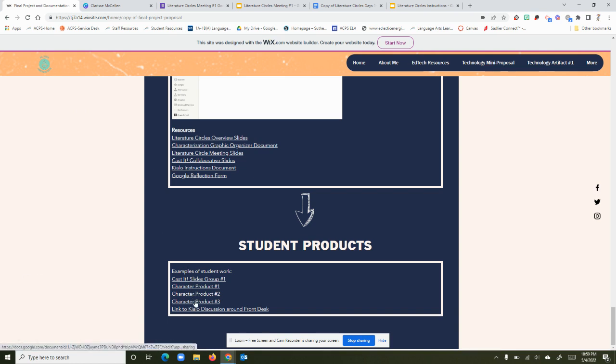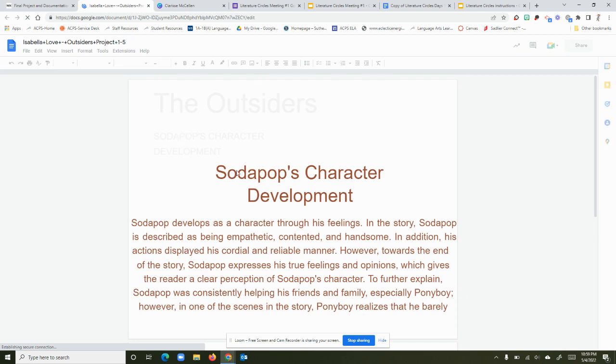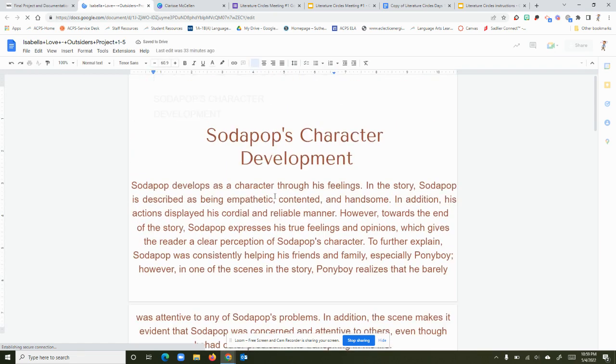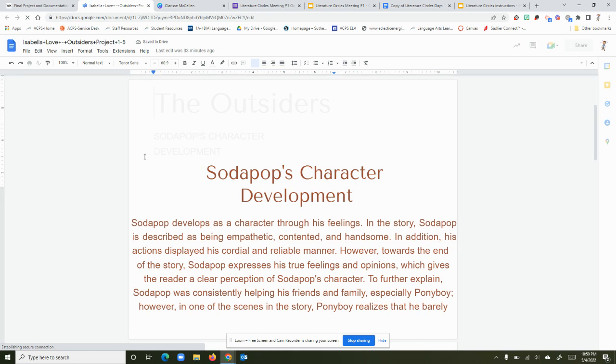I'll show you another character product. This is from another book, The Outsiders. This is one of my students, and this is her assignment, also made with Canva, talking about the character of Soda Pop from The Outsiders. As you can see, this is mostly text, but there's some good graphic support here too, some nice use of color and fonts and layout to create this PDF.